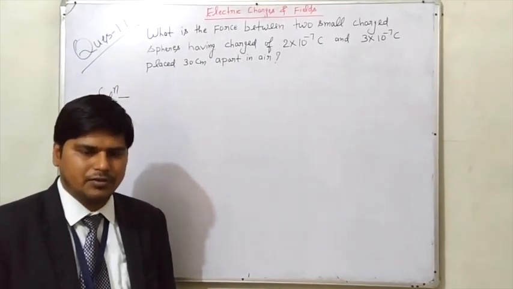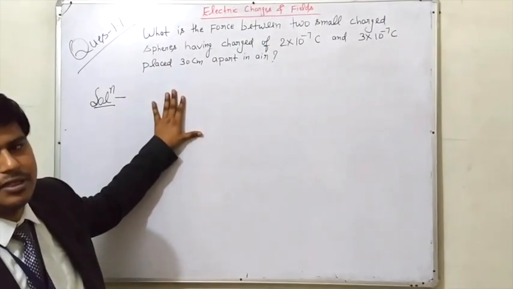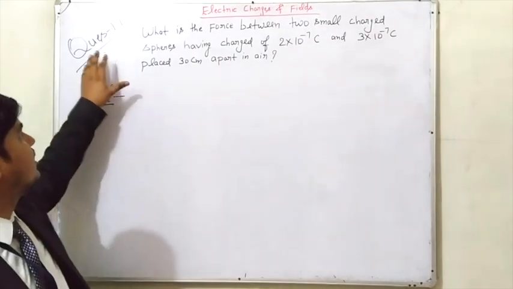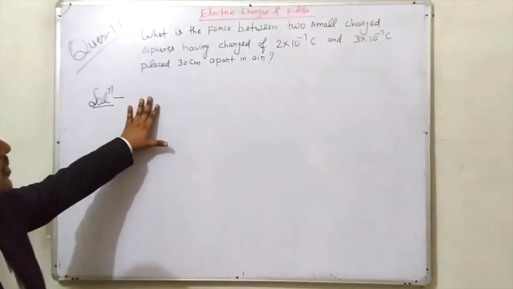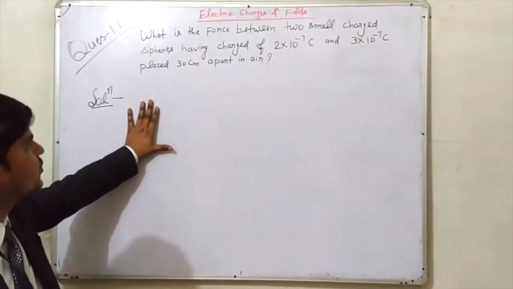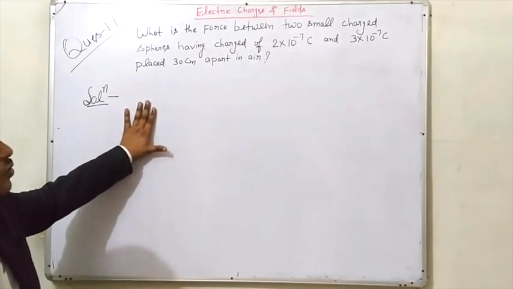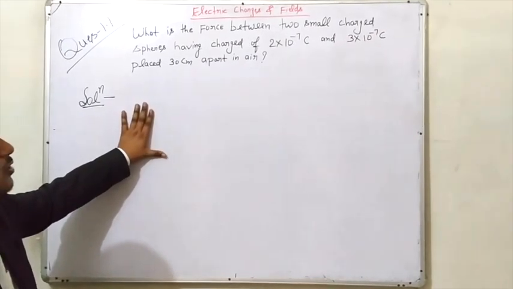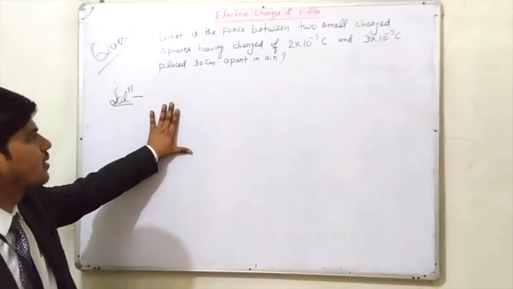So now we start the numericals given in the NCERT book. The number is 1.1. What is the force between two small charged spheres having charges of 2 into 10 to the power minus 7 coulomb and 3 into 10 to the power minus 7 coulomb placed 30 centimeter apart in air?